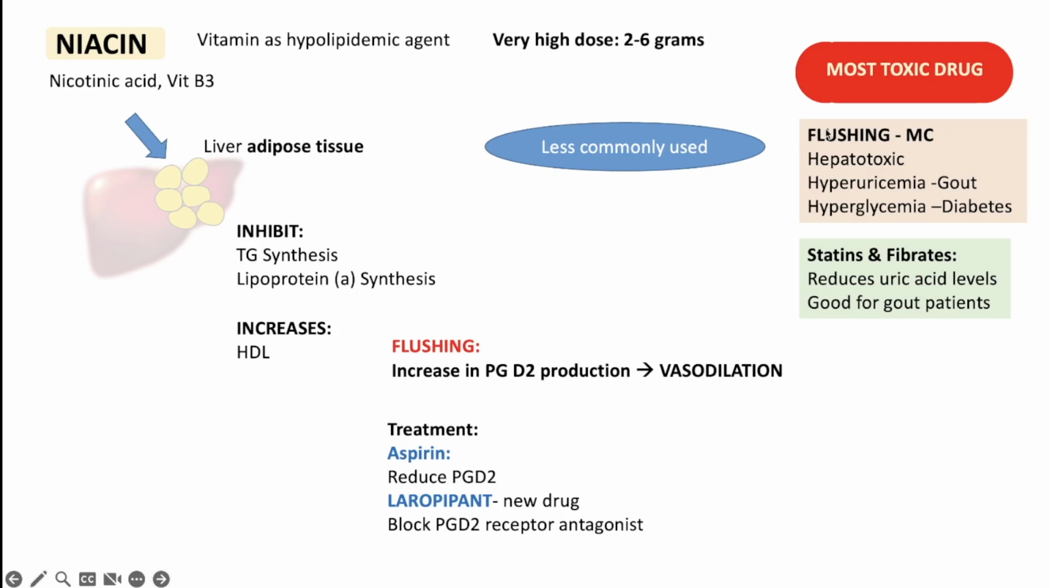So what is the cause of flushing? Flushing is mainly due to the increase in prostaglandin D2 production, which leads to vasodilation. So how to treat it? You need to inhibit the prostaglandin production. It can be done by giving non-steroidal anti-inflammatory agents like aspirin, which reduces the PGD2 by inhibiting the COX activity. There's a new drug which can block the PGD2 receptor directly. The name is laropiprant.